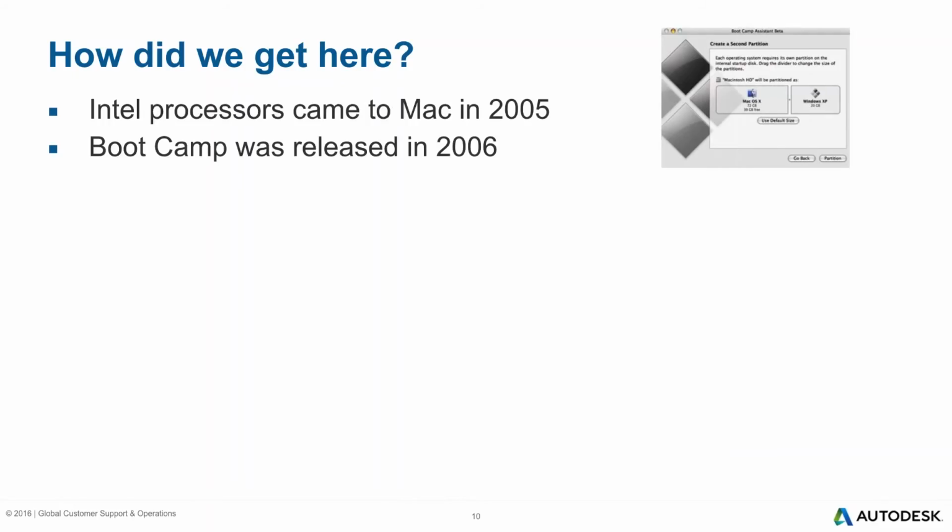So again, when Intel processors came back, they came up with this cool little software, Boot Camp Assistant. Essentially, it was, hey, you want to run Windows? That's great. Give me the Windows disk. How much space do you want to give it? And then it would kind of take it from there.